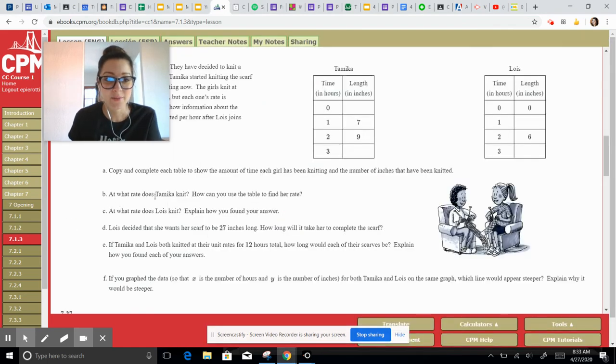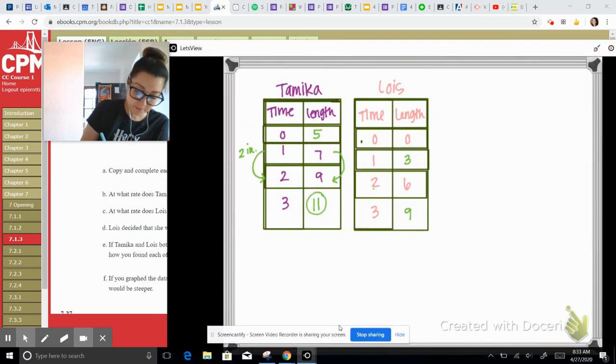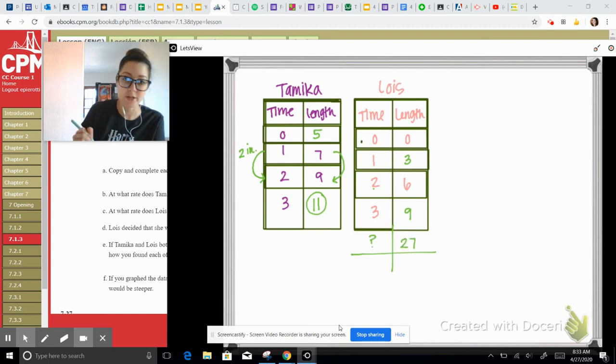Okay, so at what rate does Tamika knit? We said 2 inches per hour, and Lois is 3 inches per hour. So Lois decided that she wants her scarf to be 27 inches long. How long will it take her to complete the scarf? So this is what you are going to answer. So if Lois continues this table, what they want to know is how long is it going to take her to go 27 inches. So I want you to try to complete that.